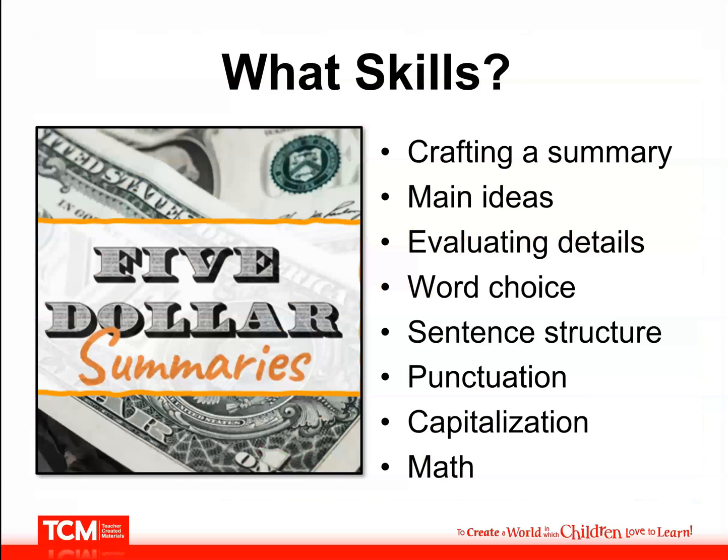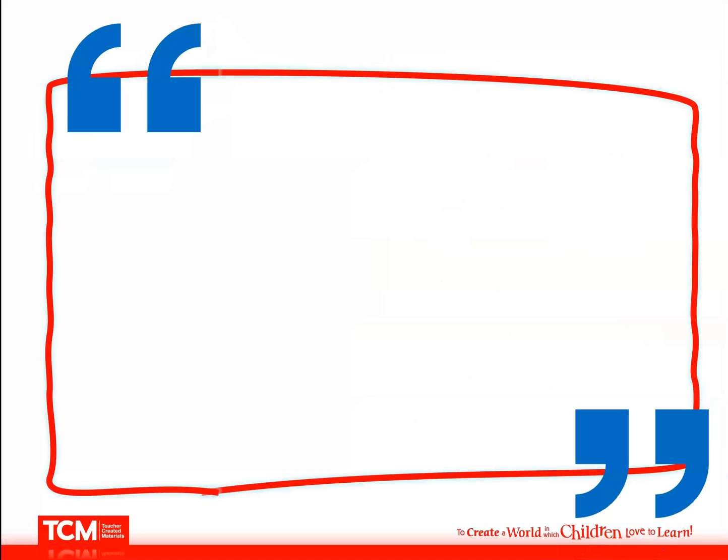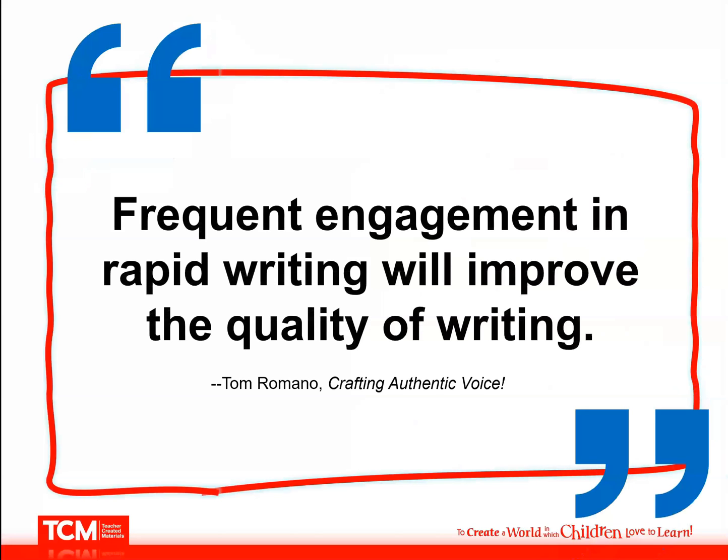I know for me, crafting a summary meant I had to understand main idea and important details, and in order to get it into $5, I had to consider word choice, syntax, and punctuation, and in fact, there was even a little bit of math. These frequent engagements in writing improve the quality of our writing, according to Tom Romano in his book, Crafting Authentic Voice. He likes to call these rapid writings.